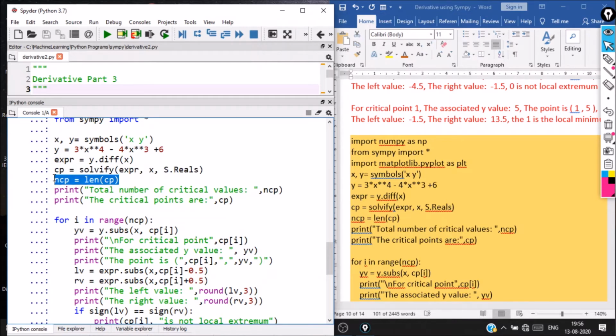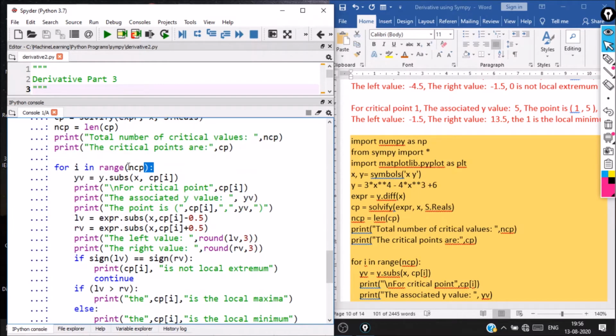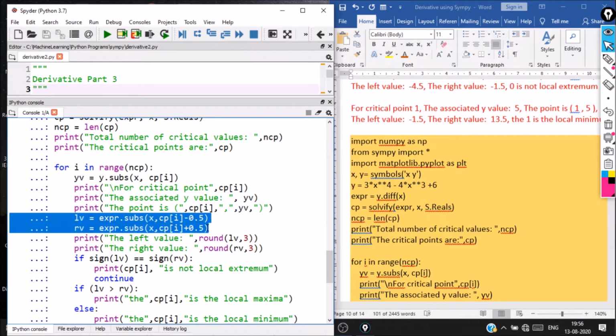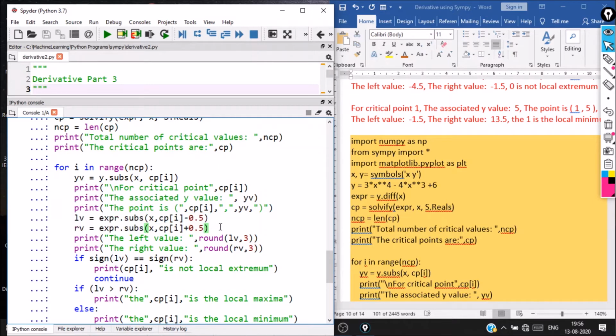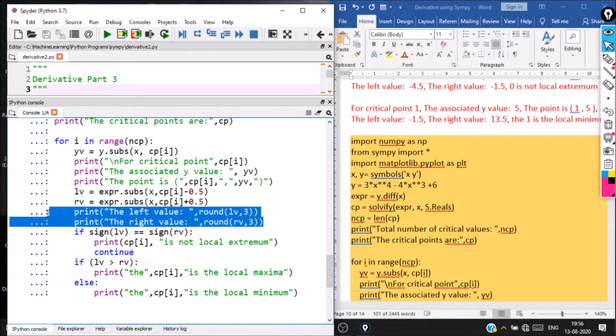So here we identify the total number of critical points. It will print the total number of critical points and the critical points. And for each critical point, we identify the associated y value. So for this critical point, the associated y value is this one, and the point is this one. Okay, now we have to identify the left and the right value. So minus 0.5, plus 0.5, and just print the left value and the right value.